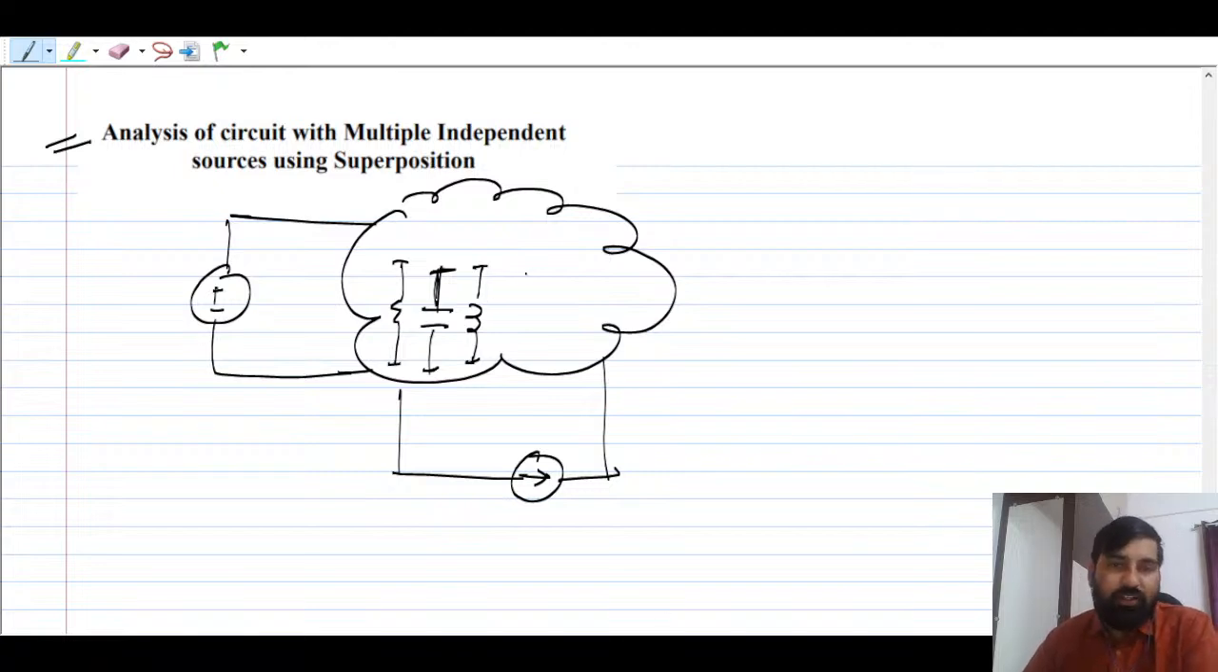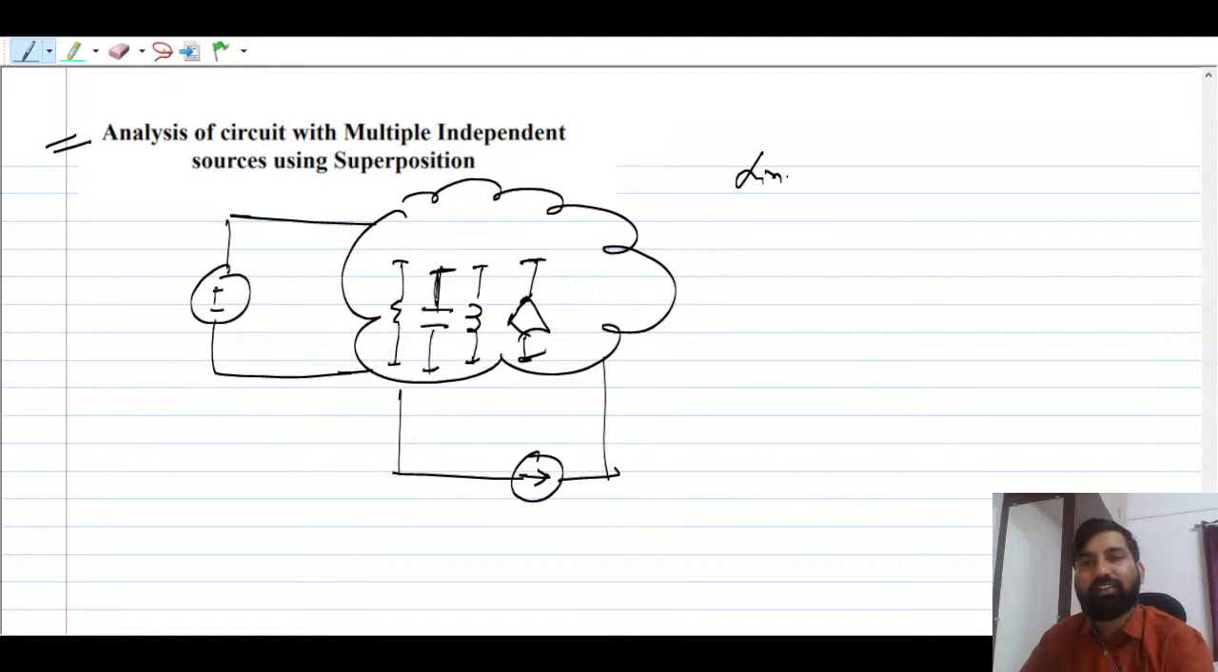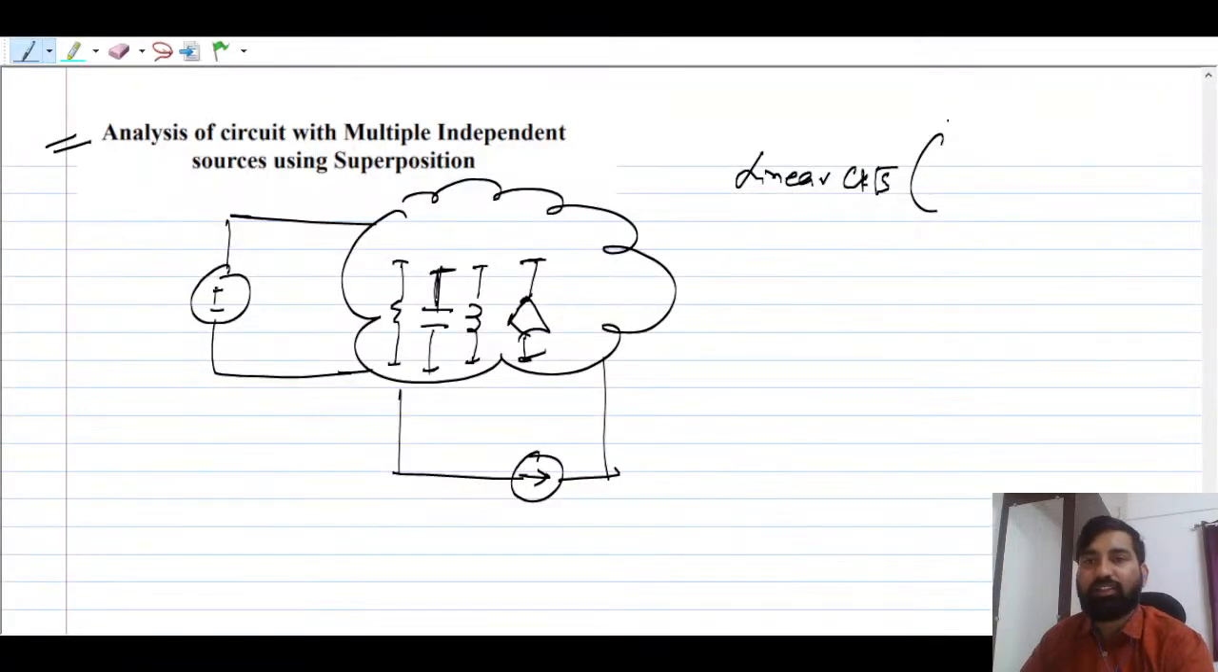And suppose there are dependent sources also. Sometimes many students have a lot of confusion: if there is a dependent source, then the circuit becomes non-linear. No, it is a linear circuit only. So keep in mind, a linear circuit, with linear elements and independent sources.